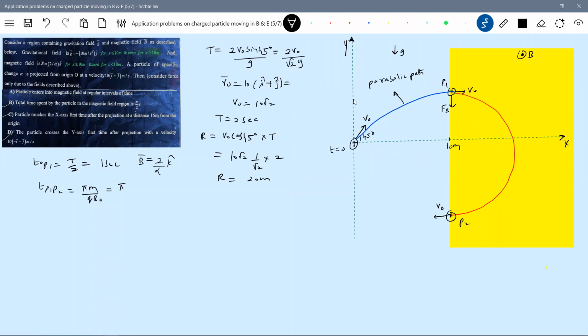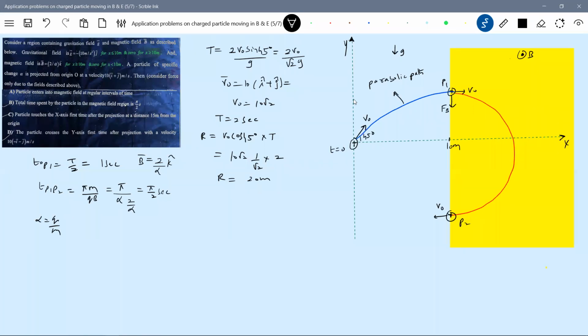Okay, let me substitute all the values. Pi, okay, this will become alpha. B is 2 by alpha. Total time spent by the particle in the magnetic field region is pi by 2 seconds, where alpha is q by m. Let's see, okay, we got option B, luckily. One option we are on the safer side.